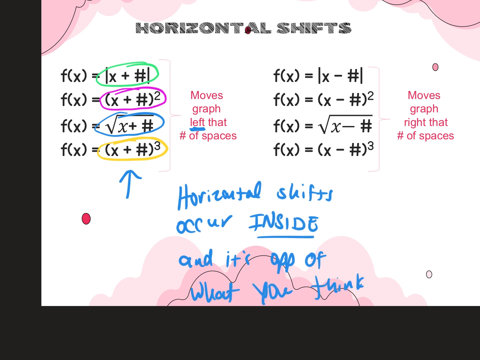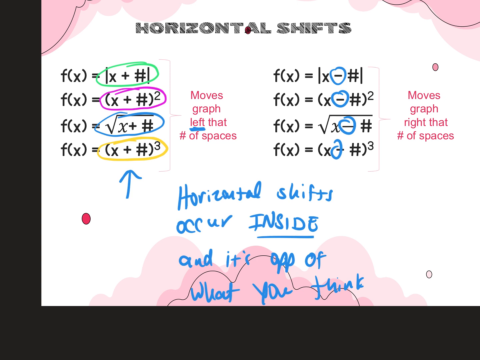So here, look, all this is minus, minus, minus, minus. So you think it would go left, but it's really going to go which way? Right. Vertical shifts are exactly what you think. If it's positive, it goes up. If it's negative, it goes down. Horizontals are left and right, and it's the opposite of what you think.